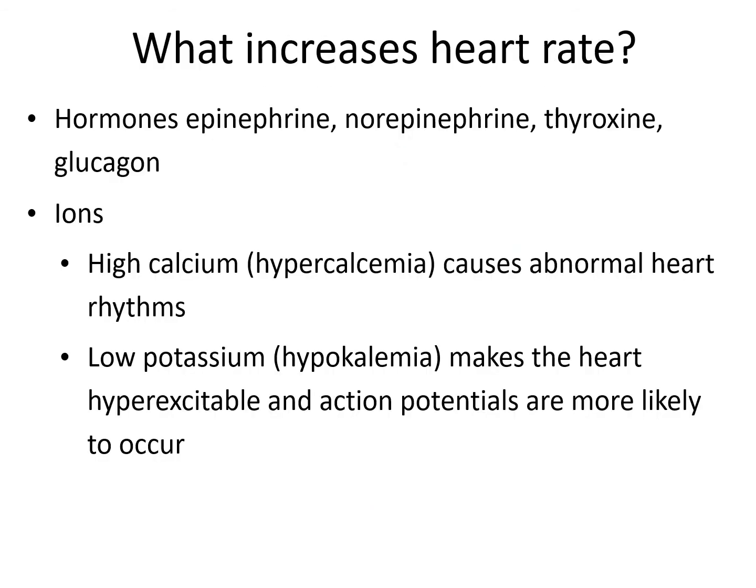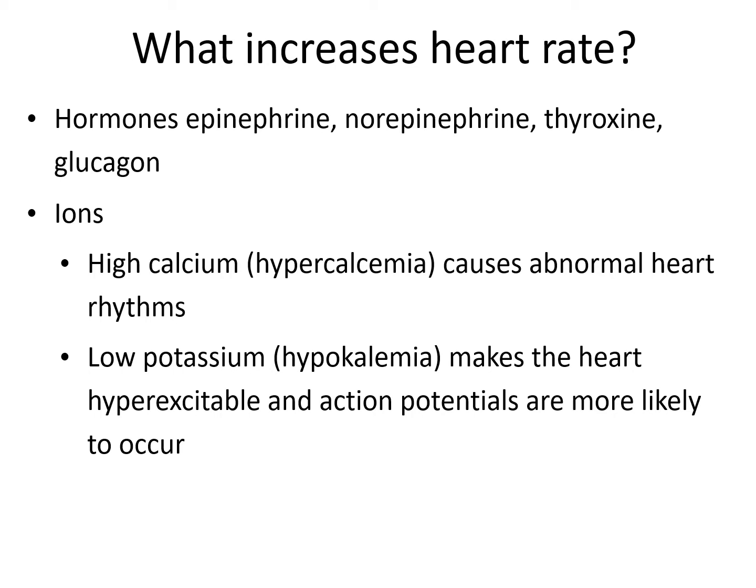All right, so we've taken care of epinephrine and norepinephrine. What impact does thyroxine have on heart rate? Well, it increases the metabolism, so heart rate will then increase. Glucagon increases blood sugar levels. That too will cause the heart rate to increase.